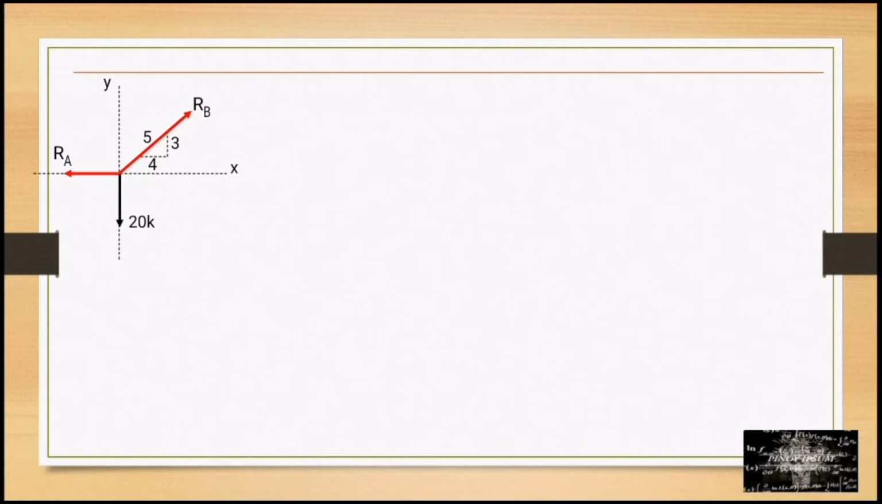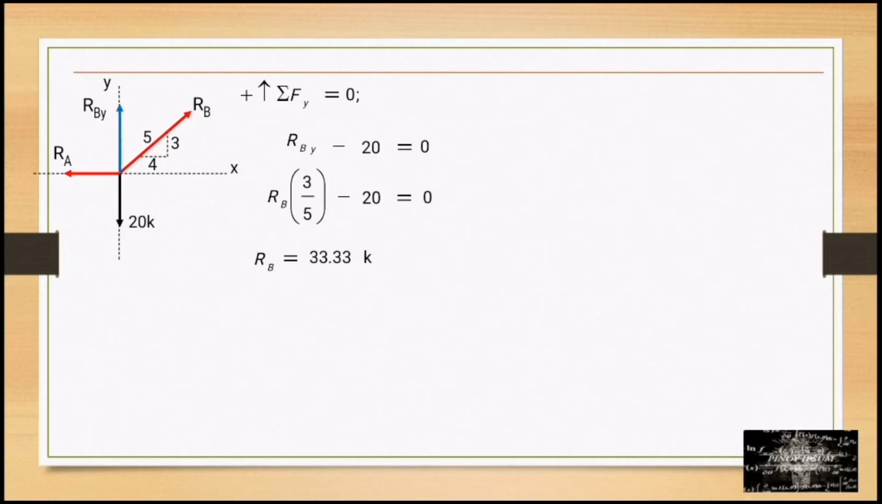So, gamit ang equilibrium equations, summation of forces along y is equal to 0. Considering upward is positive, so we have RBY, component ng RB along y, minus 20 is equal to 0. So RB times 3 over 5 minus 20 is equal to 0. So using calculator, RB is equal to 33.33 kips.